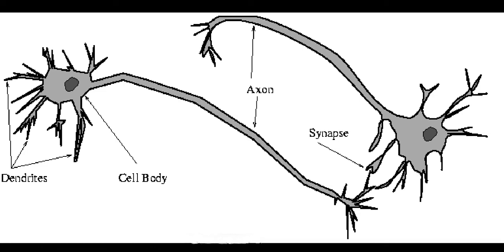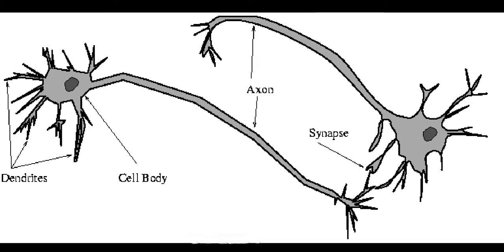Working of a biological neuron. A biological neuron is the basic unit of any brain, either the human brain or any other animal brain. And the artificial neuron is an imitation of the working of a biological neuron. So it is important to understand the working of a biological neuron.